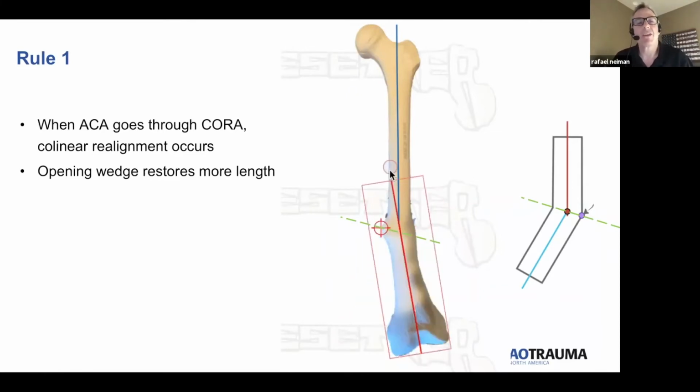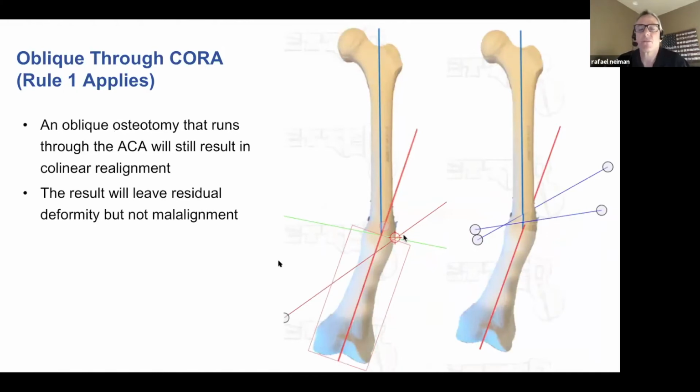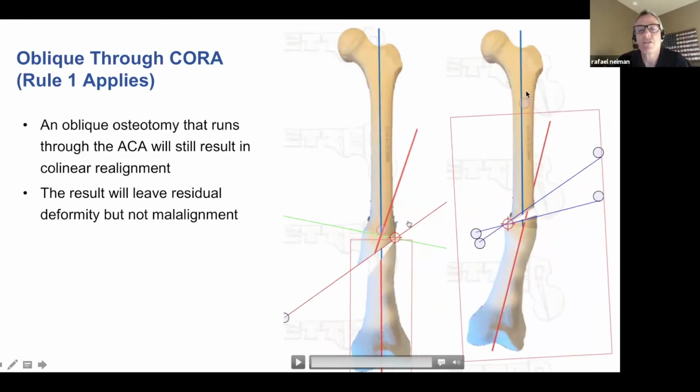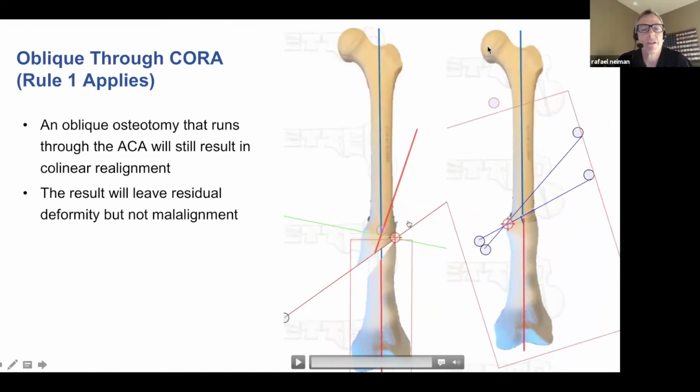A modification or an application of that is when you do an oblique osteotomy. As long as your osteotomy passes through that ACA, you're still going to get collinear realignment and correction of your angular deformity. You'll still have some residual deformity at the level of the osteotomy, but your overall correction will be good.